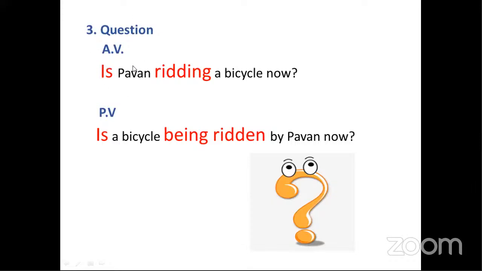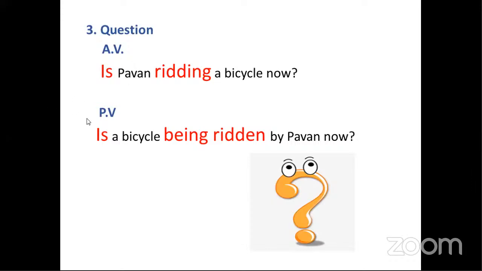How are we going to form the question, right? So the be verb should come first. After that, the subject. Is Pavan, then the gerund is here. Is Pavan riding a bicycle now? Right. So how are we going to form this sentence into passive? So is is not changing. Why? Because this is present continuous. The same be verbs continue even in the passive voice.